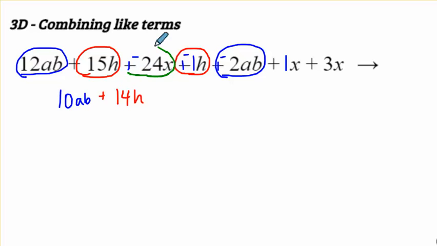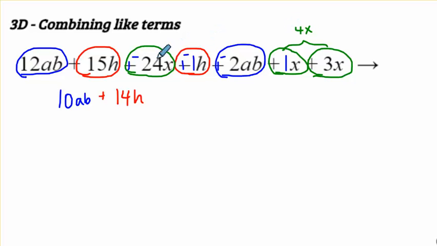Then we get a negative 24x, and we actually have three x terms. So we're going to put all three of these together. The 1x and the 3x make 4x, and so we're left with a negative 24x and a positive 4x.